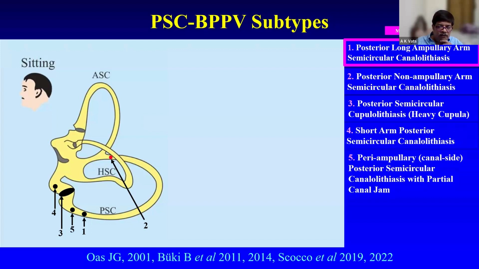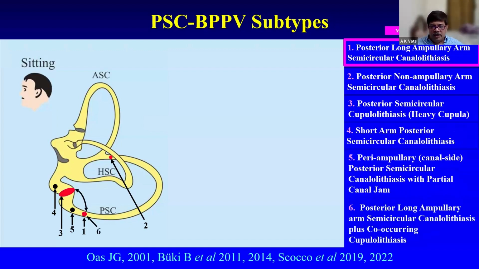These fourth and fifth variants have been described recently in the past 5 years by Dario Call from Argentina. The last variant is posterior long ampullary arm semicircular canalolithiasis with co-occurring cupulolithiasis. This is one patient I have recently found. Unfortunately, because of some technical reason, the submitted paper was rejected.